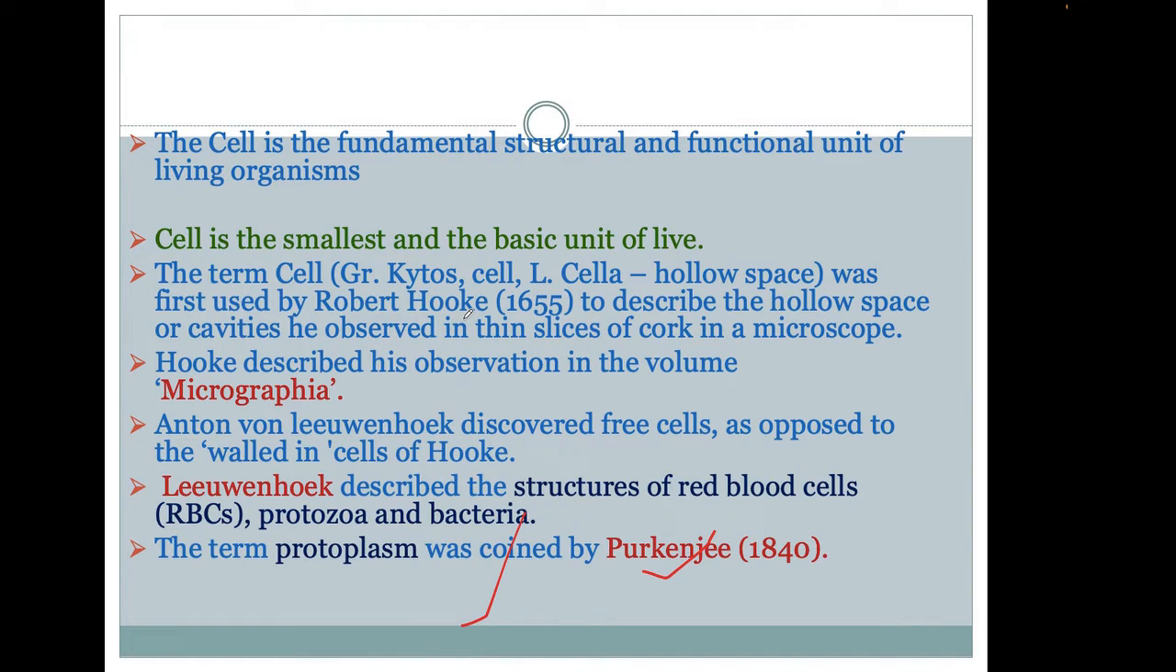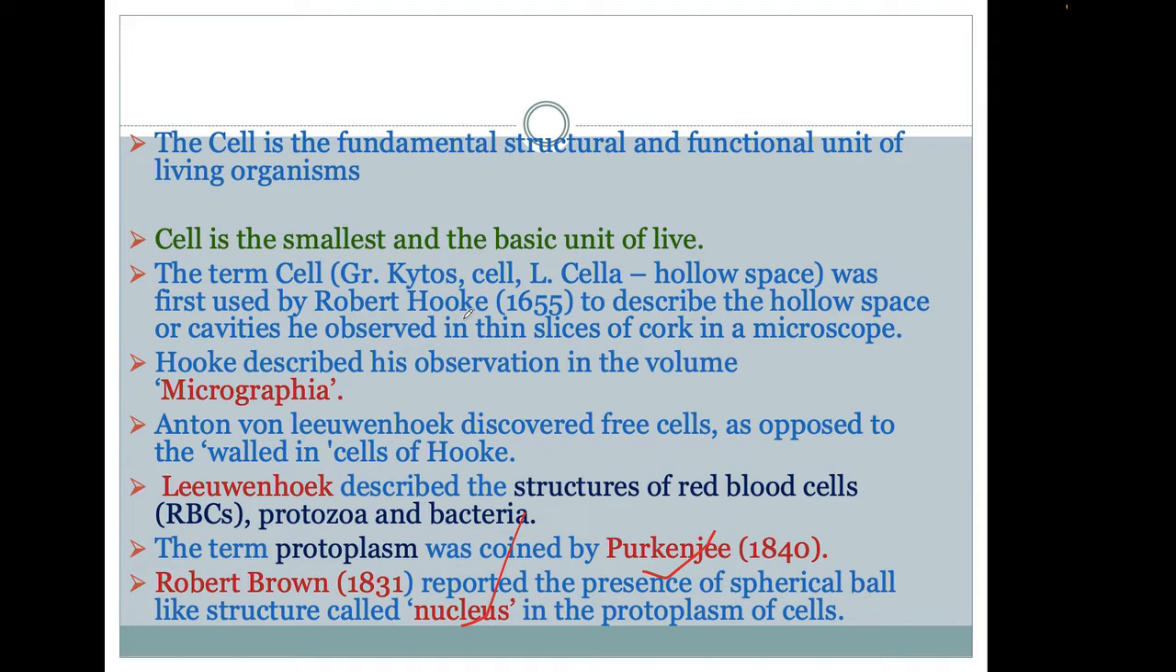The term protoplasm was coined by Purkinje. Robert Brown in 1831 proposed the presence of a spherical ball-like structure called the nucleus. This is the nucleus. Robert Brown reported the presence of a spherical ball-like structure called the nucleus in the protoplasm of cells.